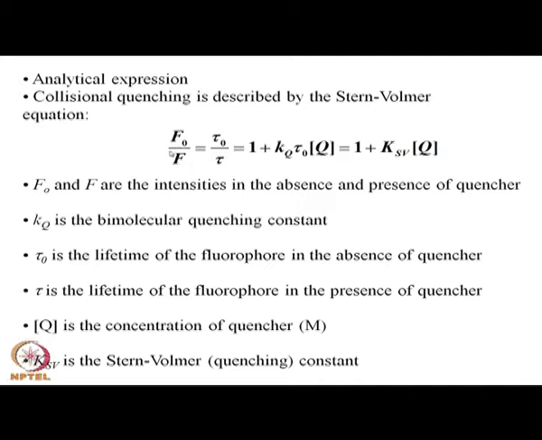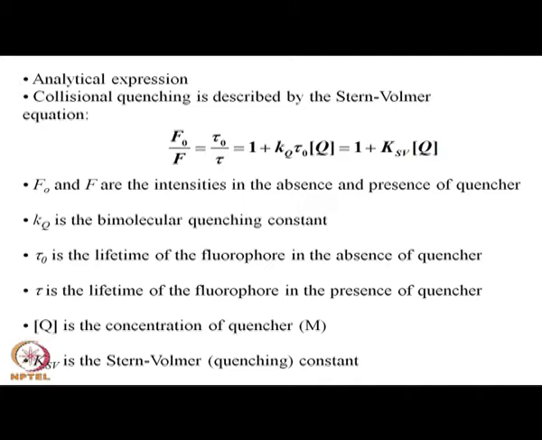So, phi 0 by phi equal to F0 by F equal to tau 0 by tau equal to 1 plus kq tau 0 into Q, where tau 0 is the lifetime in absence of any quencher. Q is the quencher concentration in moles, Ksv is the Stern-Volmer quenching constant. It is called the Stern-Volmer constant, or in some cases you will find Stern-Volmer quenching constant.